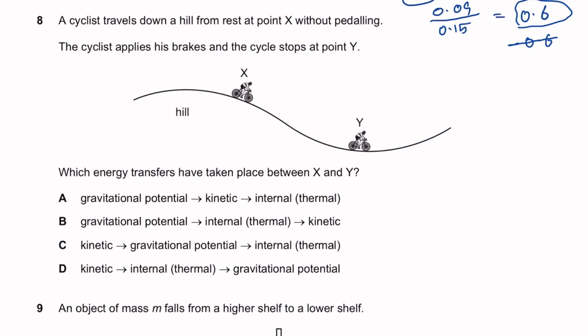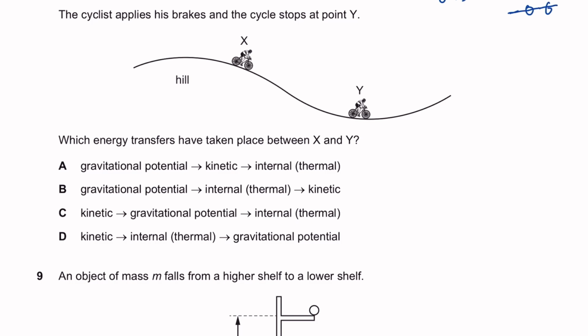Question 8. A cyclist travels down a hill from rest at point X without pedaling. The cyclist applies his brakes and the cycle stops at point Y. What energy transfer has taken place between X and Y? As you can see, in position X, since it's going down the hill, it's from a height, so it will be gravitational potential energy. So it will be either A or B, so you can cancel out C and D. And since it's moving, it will be kinetic energy, and it stopped at Y, then it will be thermal energy. So it will be A.